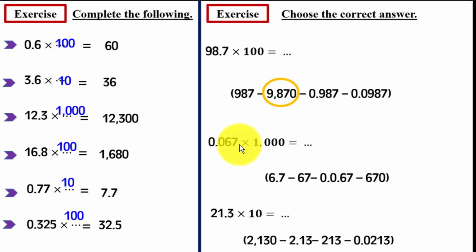Next, we have here 3 decimal places times 1000. So move the decimal point 3 decimal places. It will be 067. It will be 67, a whole number. So the answer is the second one.